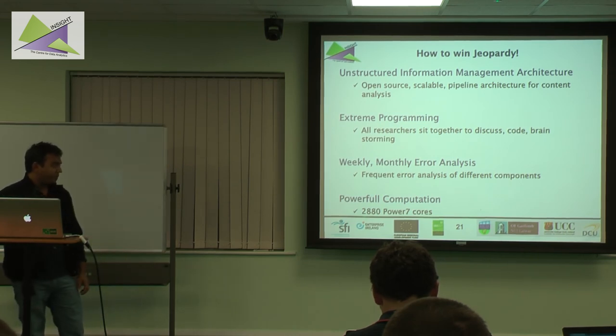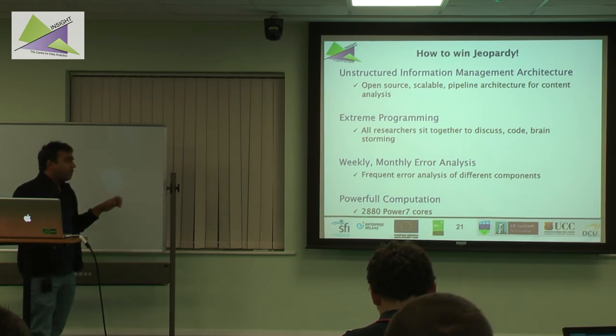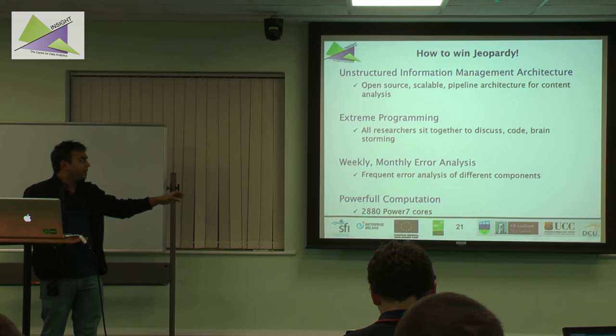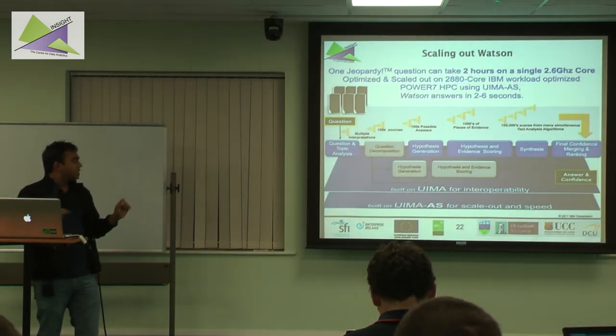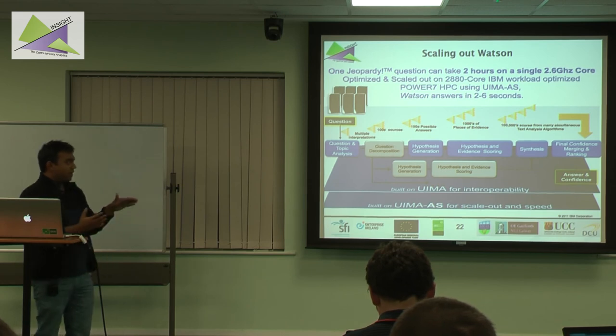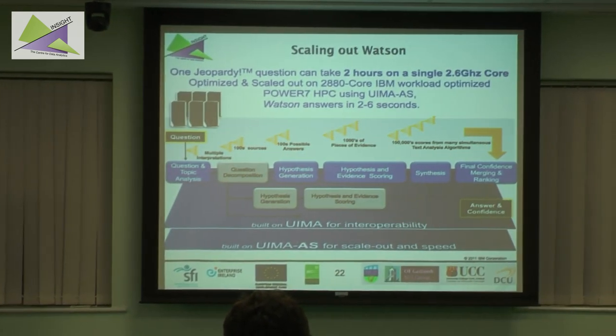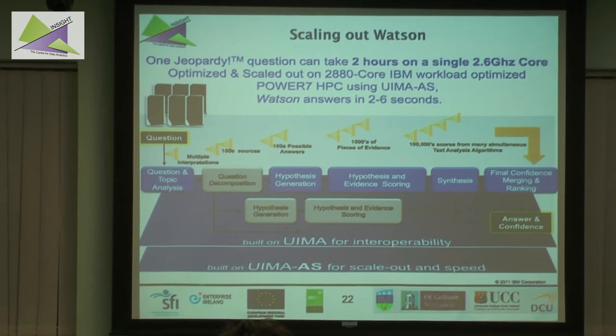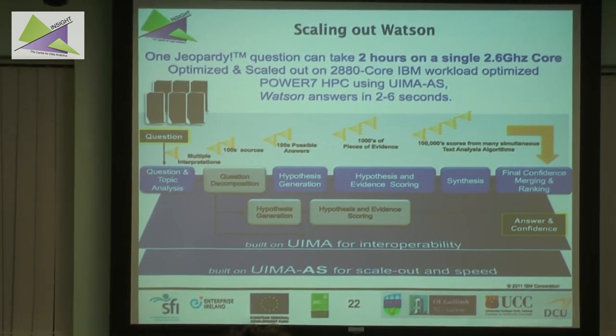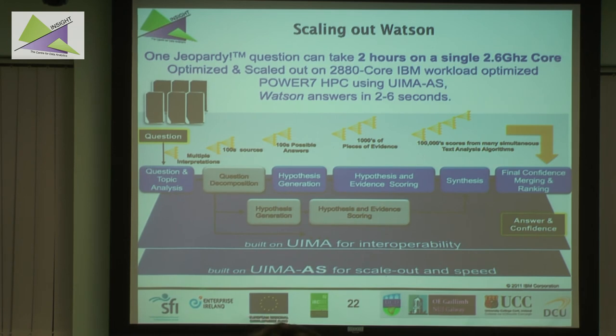Of course, they need powerful computation. But do they need it because they have a very expensive approach? Not because of that, but because they are evaluating so many candidates to make a final candidate answer. As you can see in the pipeline, when a question comes in, it has multiple interpretations, every interpretation has multiple documents, and from multiple documents there are multiple answers. So there are thousands of pieces of evidence, and in the end almost hundreds of thousands of different candidates. To do that in 2 or 3 seconds, they need powerful computation.